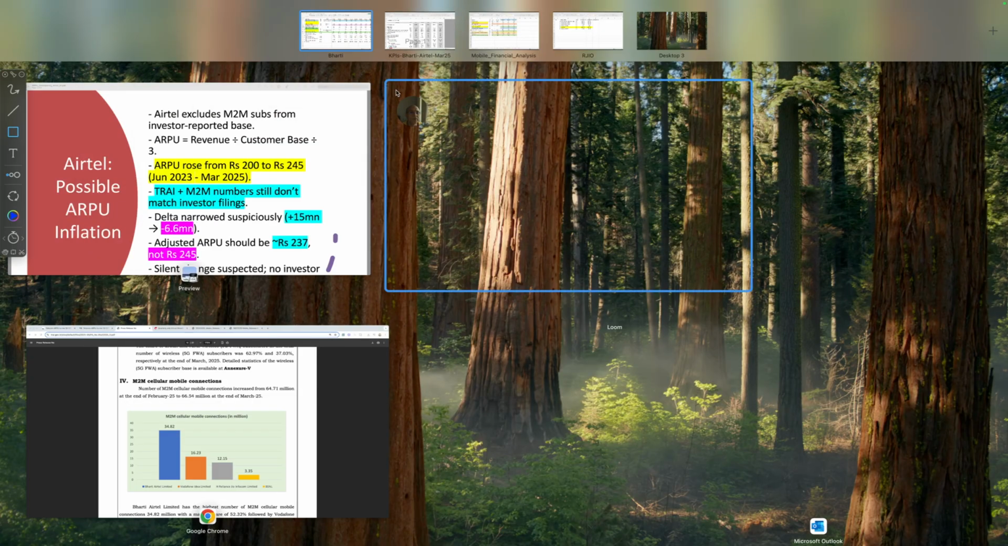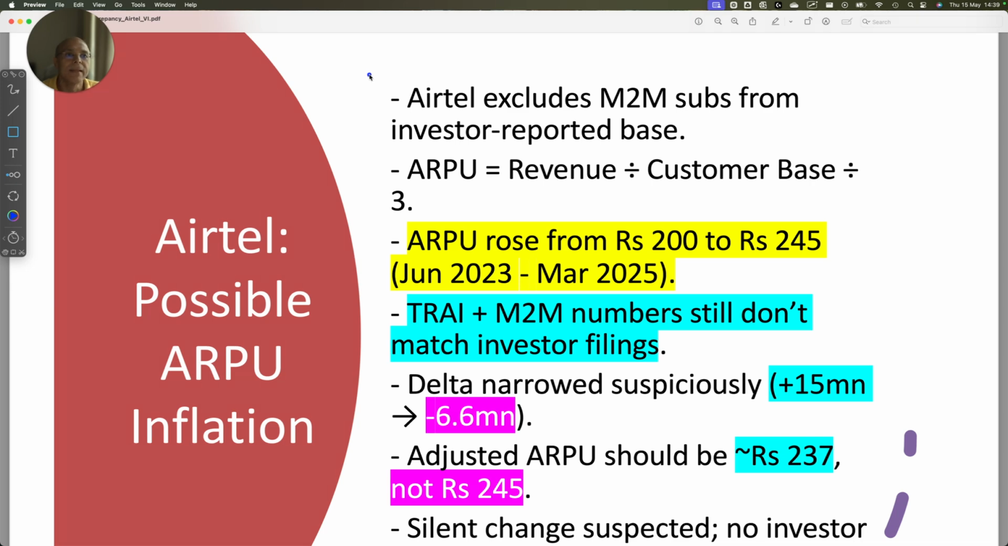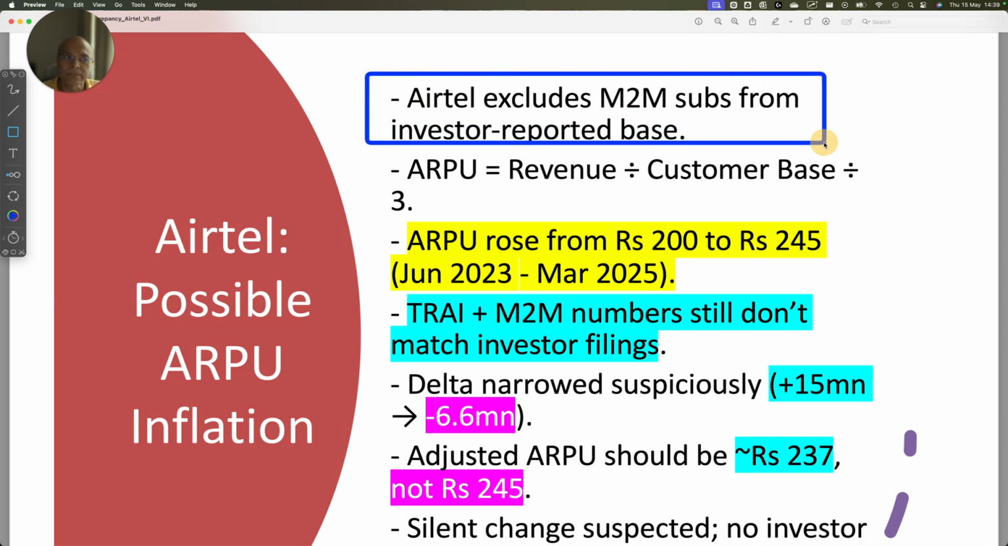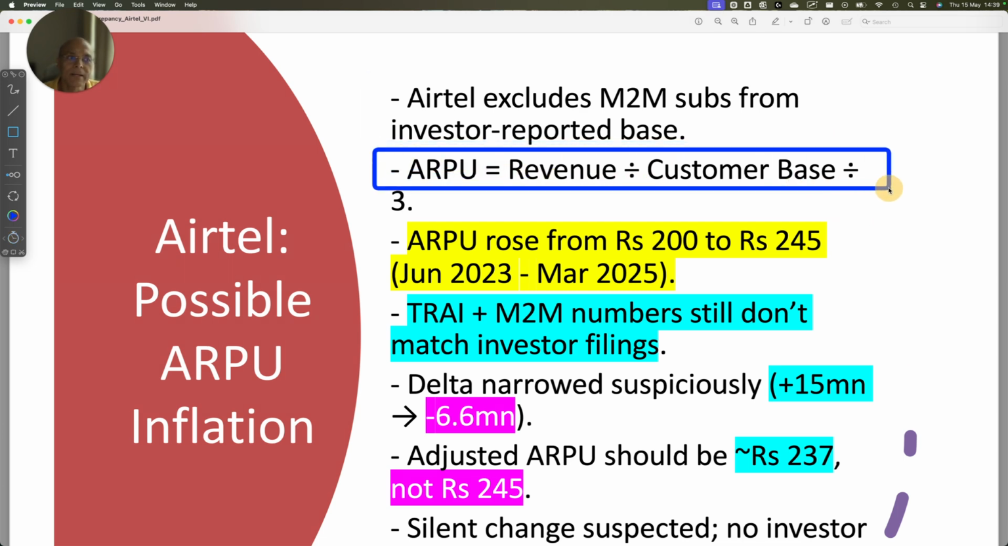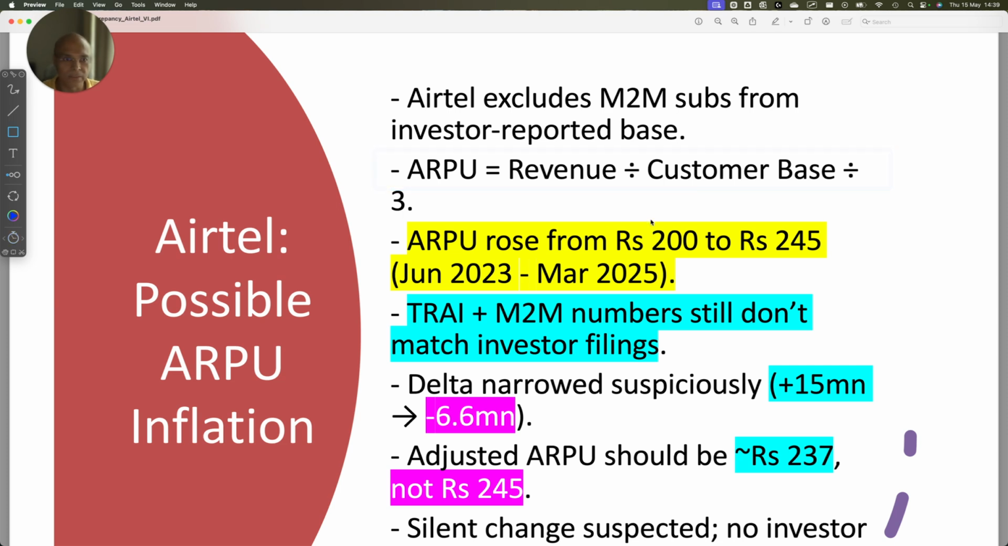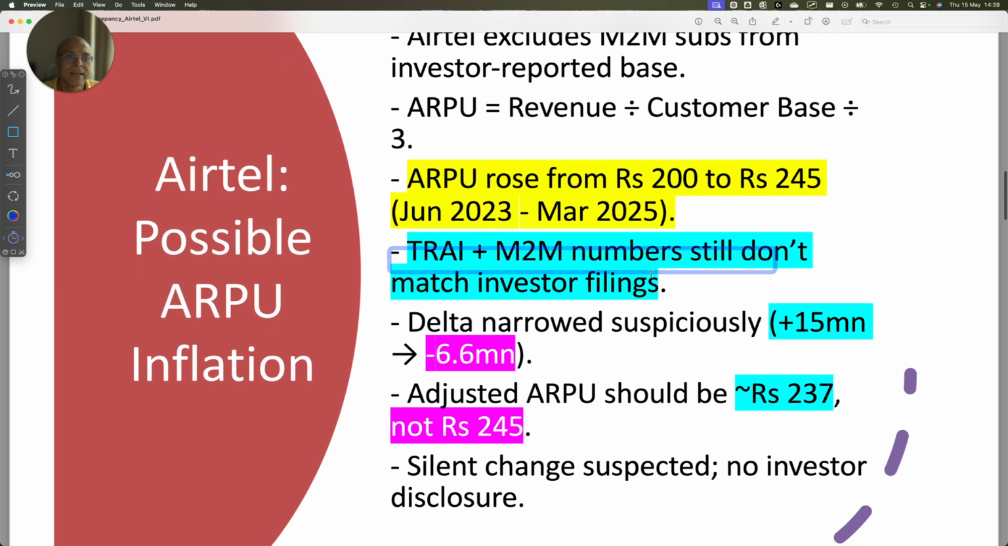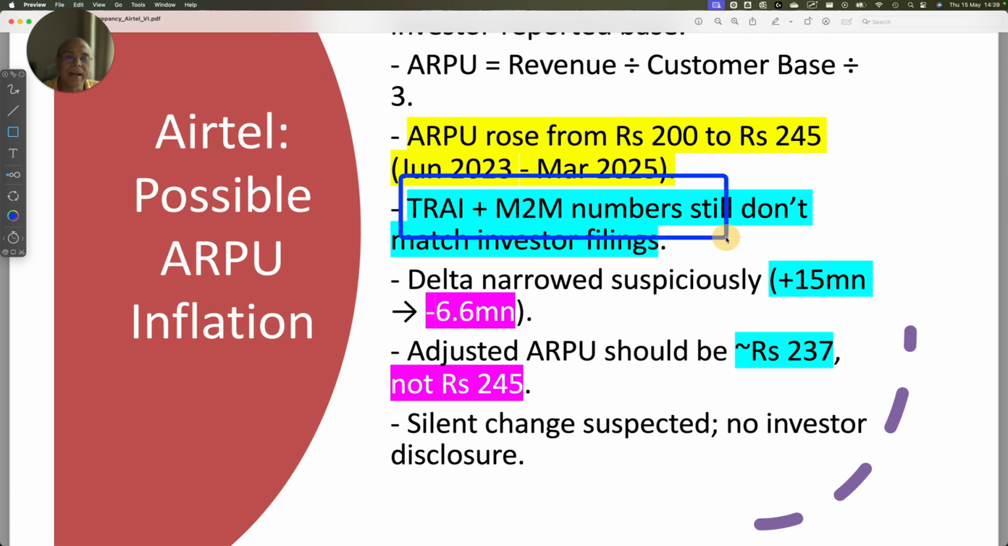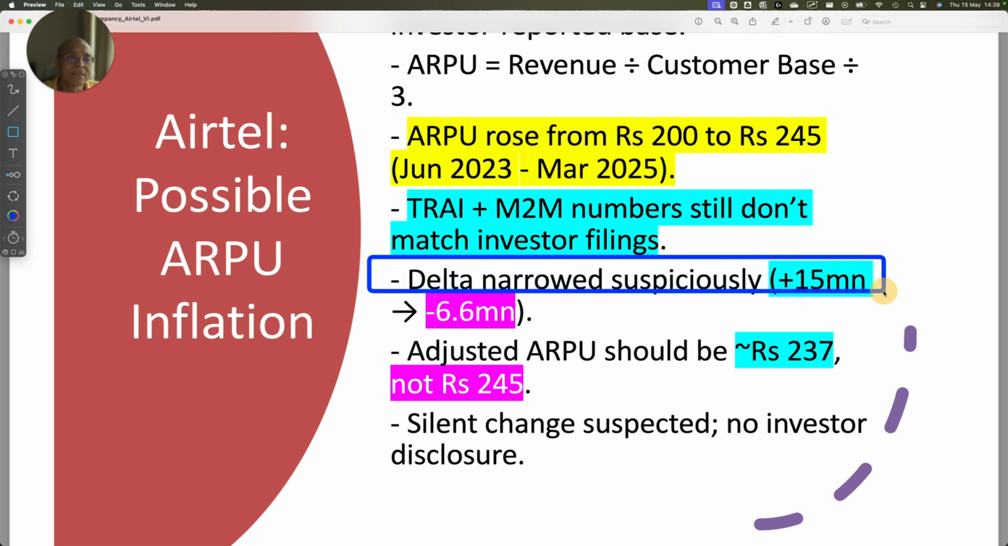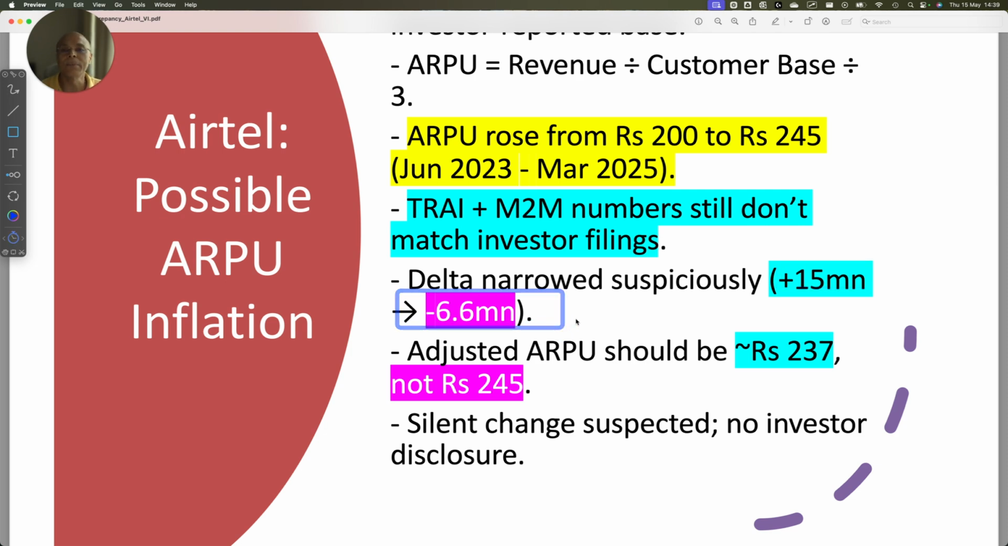And I'm going to go to the slide to explain. Airtel excludes M2M subscribers from the investor report. ARPU is what? Revenue divided by customer base divided by 3, because revenue is for 3 quarters. ARPU rose from 200 rupees to 245 from June to March. TRAI plus M2M numbers don't match in the investor filing, right? And the delta narrows suspiciously from plus 15 million to minus 6.6 million.